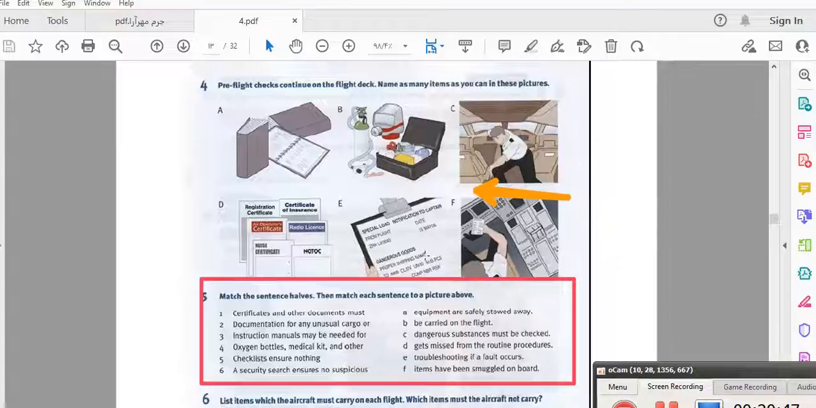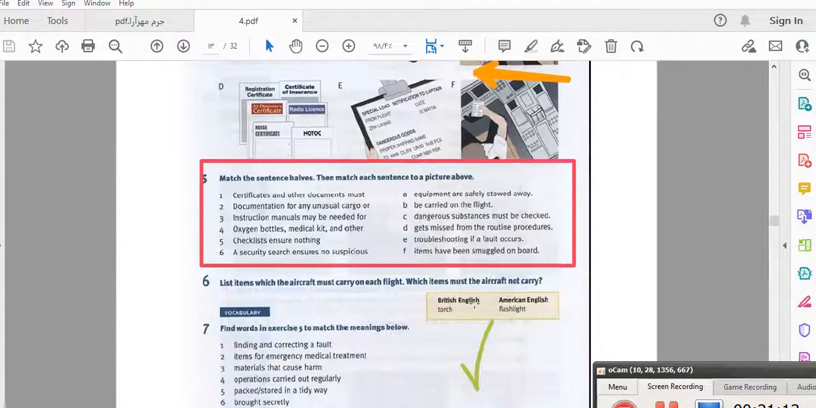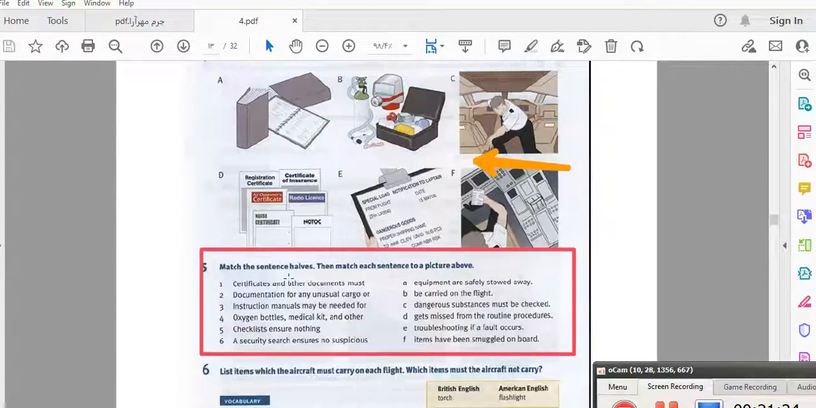This is the load sheet. All the information of the flight is here. For example, what is the date, what is the name, dangerous goods. I can't read it. Okay, all the information of the plane is here. And this is again the pilot, and this is again the checklist. He's checking all the information on the plane before starting the flight. Well, let's go to the next part. Match the sentence halves, then match each sentence to a picture above. Okay, we should match them.